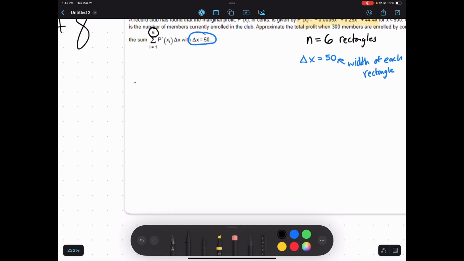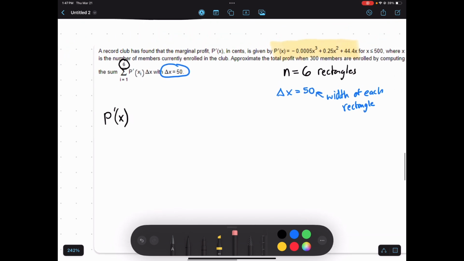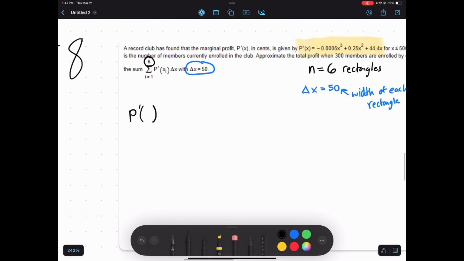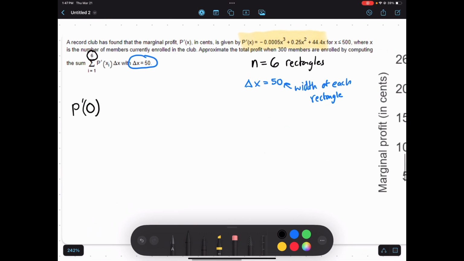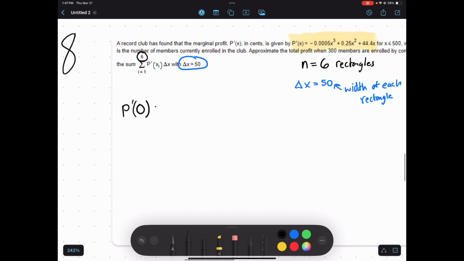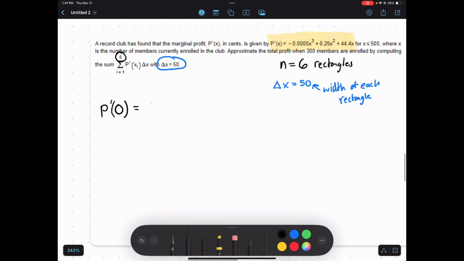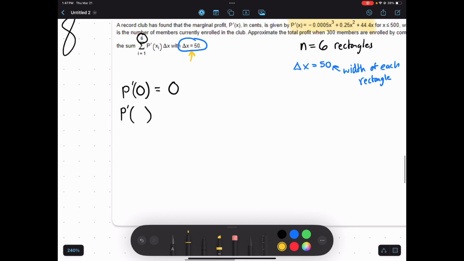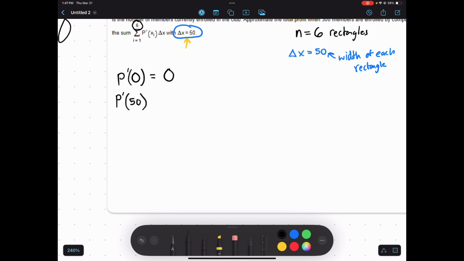Well, let's think about what values I'm going to be plugging in. Where am I starting? Since I'm using left endpoints, I'm starting at 0. Everyone's will be starting at 0 because I'm going from 0 to 300. If I plug in 0, every term has an x in it, so you're just going to get 0. But what about my next term? What's the next x value that I need to plug in? Well, that's where we can go back to this. The width of each rectangle is 50. So all I'm going to do is just keep adding 50 here. The next x value I'm going to plug in is 50.